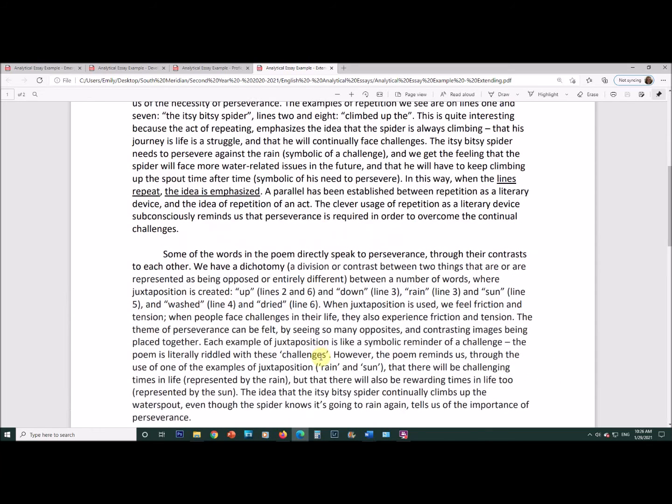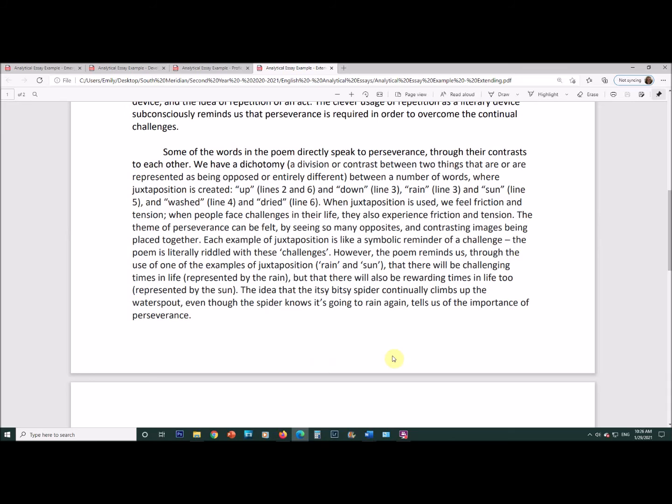Some of the words in the poem directly speak to perseverance through their contrast to each other. We have a dichotomy, which is a division or contrast between two things that are or are represented as being opposed or entirely different, between a number of words where juxtaposition is created. Up, lines 2 and 6, and down, line 3. Rain, line 3, and sun, line 5. And washed, line 4, and dried, line 6.